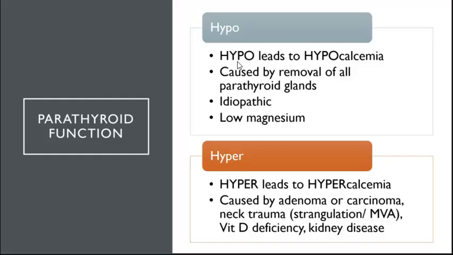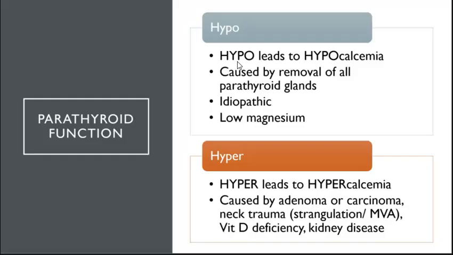Hypoparathyroid leads to hypocalcemia. Caused by removal of the parathyroid gland, could also be caused by thyroidectomy, but not for long term. Could be idiopathic. It could be low magnesium issues. Remember, calcium and mag, they're like cousins that like each other, and phosphorus is that one that likes to rat on you all the time, does the opposite. So whatever calcium does, magnesium does, and then phosphorus does the opposite.